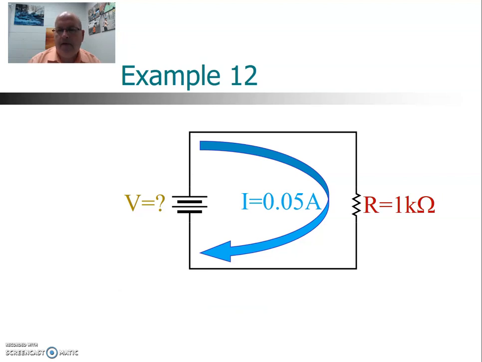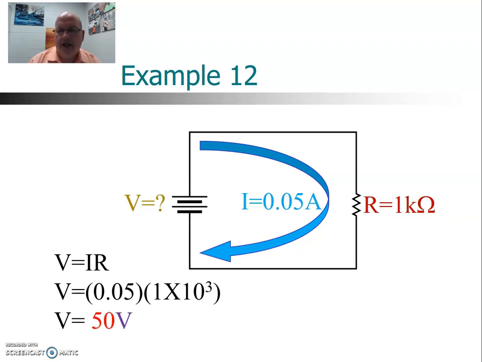And here we have a current and a resistance, again, mixed units. We don't have a milliamp there, we have just amps and kilo ohms. So we're going to use scientific notation. 0.05 amps times 1 times 10 to the third. Kilo is 10 to the third. And what we get is 50 volts.